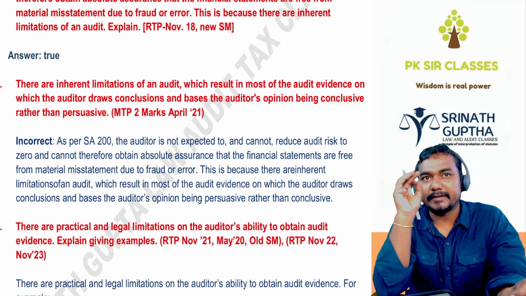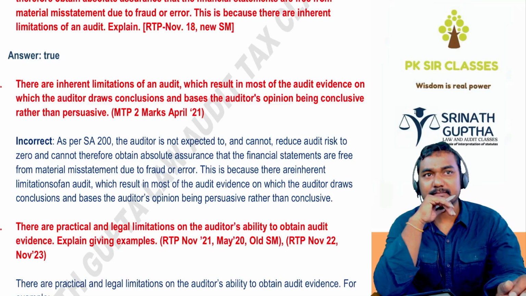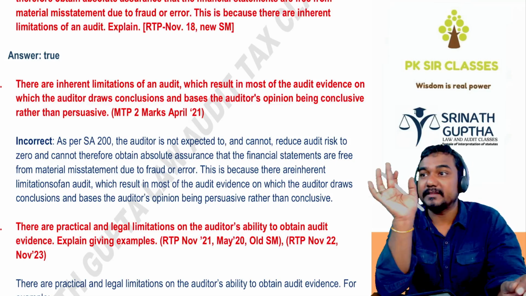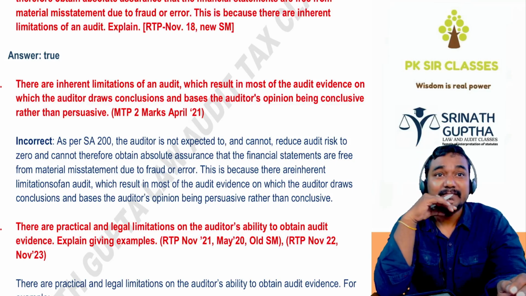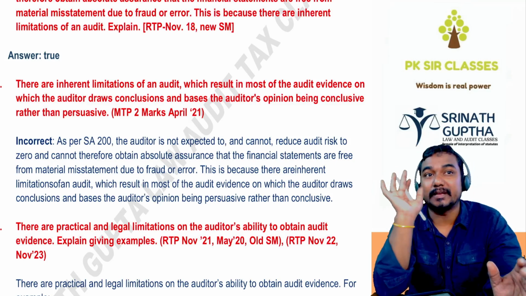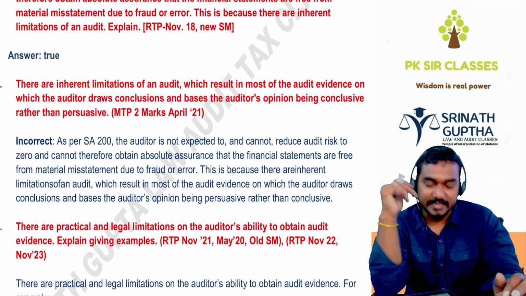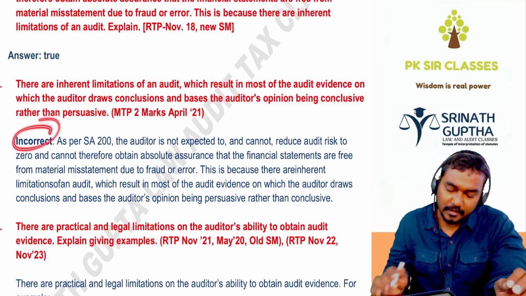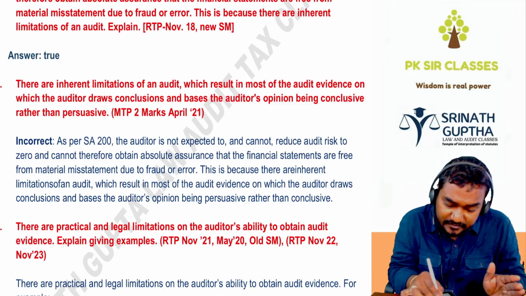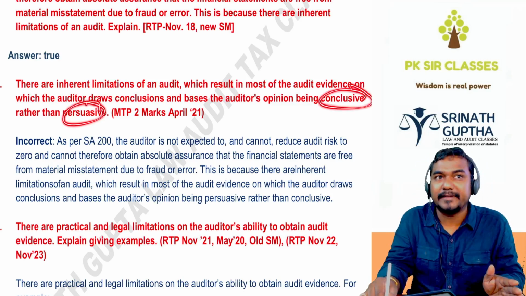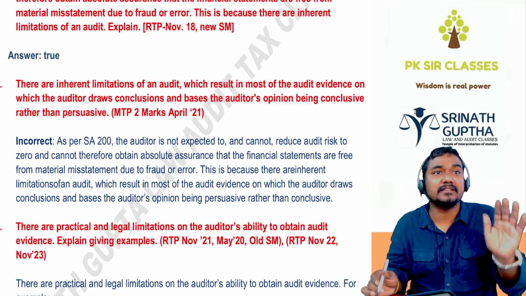Is the evidence available to the auditor persuasive in nature or conclusive in nature? Persuasive, but not conclusive. What is persuasive? Convincing, but not absolute. Then the statement is false, because evidence available to the auditor is persuasive in nature but not conclusive in nature. But he gave conclusive in nature.